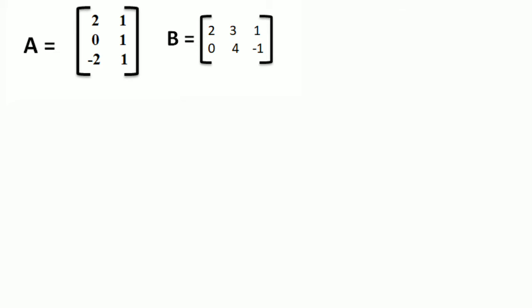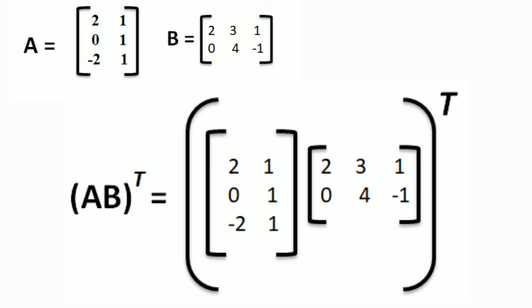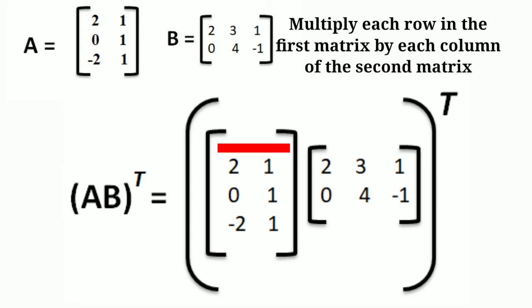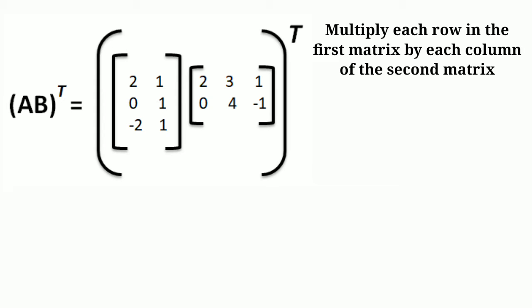So the first thing we're going to do is to solve AB transpose. By substituting the given, we will get this. So now, we can do the solve by multiplying each row in the first matrix by the column of the second matrix. So here we go.